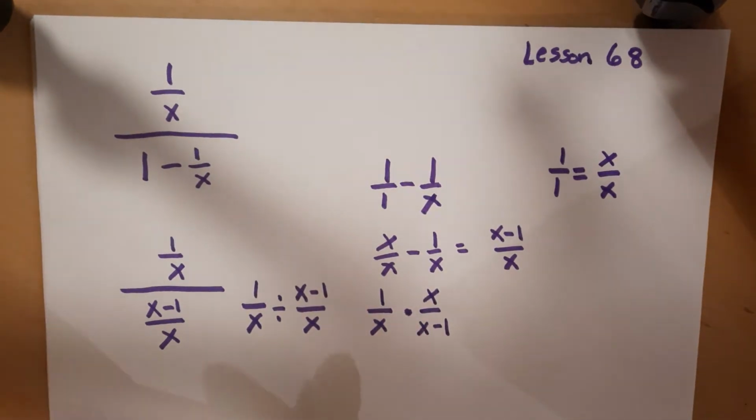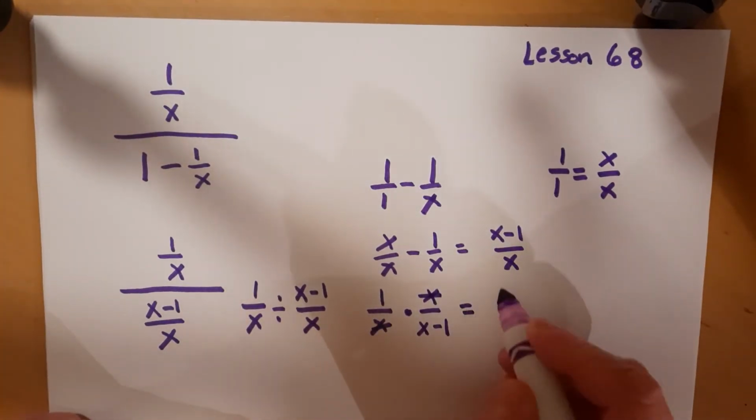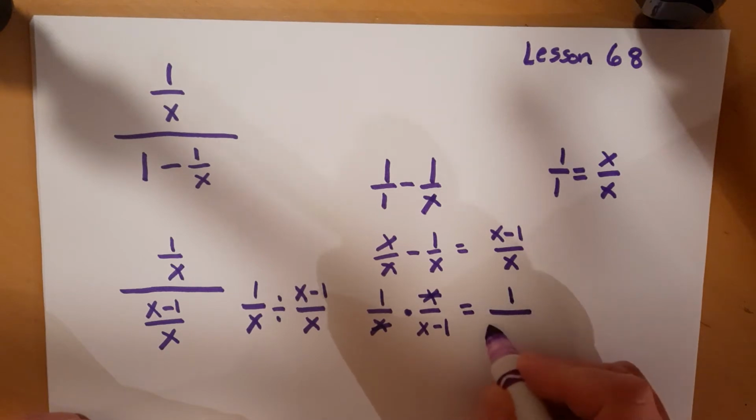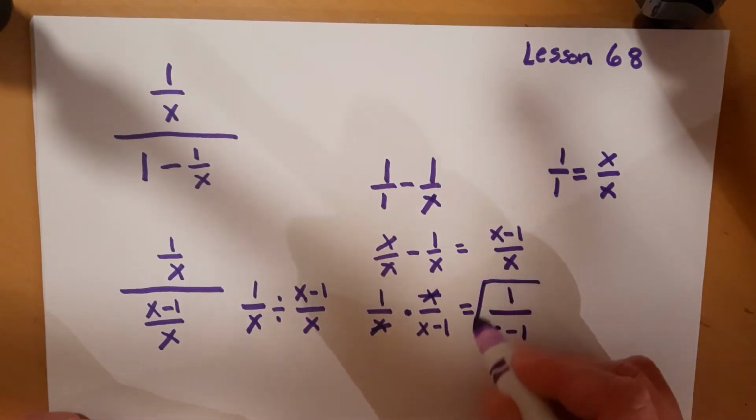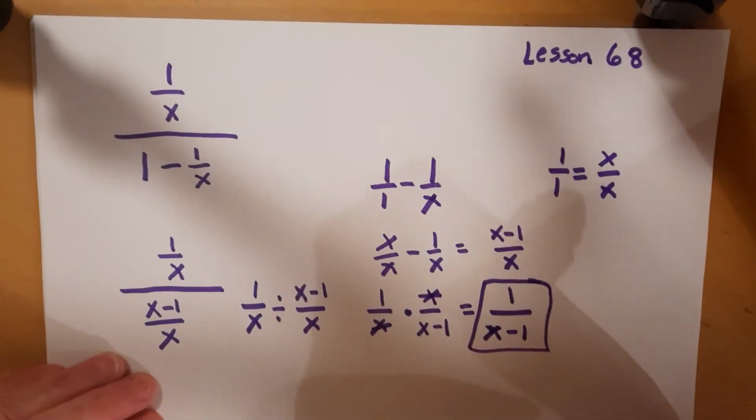And now the x's cross off. We can cancel the x's, which leaves us with just 1 over x minus 1. So that would be how you would simplify this complex fraction. We're going to try one more, because I think we did that one actually in class.